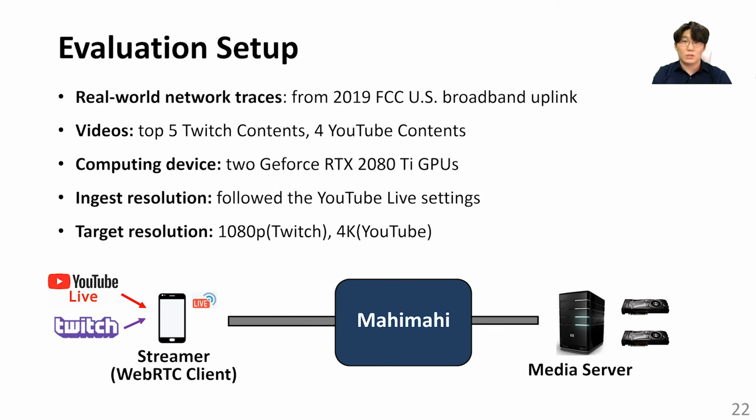Our evaluation consists of over 300 hours of live stream using the real network traces collected from 2019 FCC broadband. We used a total of 9 video contents, which consist of the top 5 contents from Twitch and 4 popular contents from YouTube. For the super resolution DNN model, we used the ultra-high model from NAS. We chose the ingest resolution following the YouTube live settings, and target resolutions are 1080p and 4K for Twitch and YouTube contents respectively.